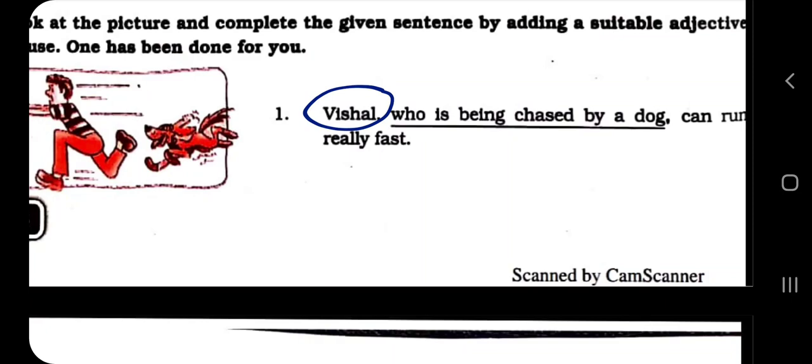Now see here, it has both a subject and a predicate. So who is being chased by a dog is telling more about the noun, so it is an adjective clause, which is telling more about a noun. Now let's move to the next part.